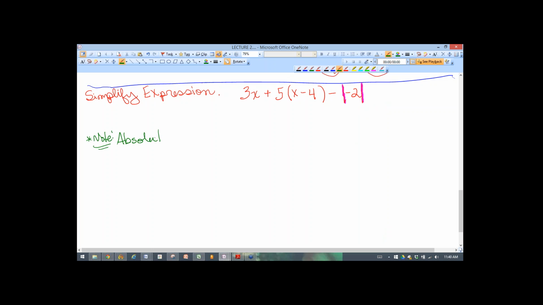The absolute value of a number, okay, is a number's distance, okay, Karen, a number's distance from 0 on the real number line.